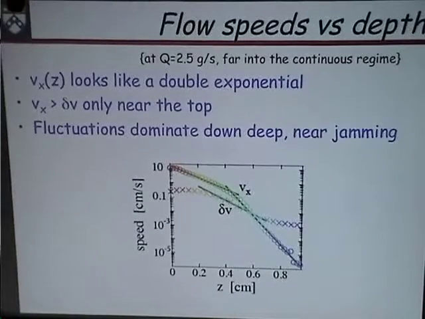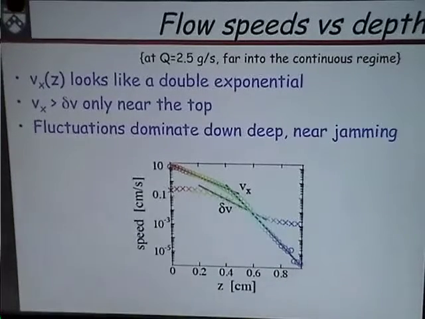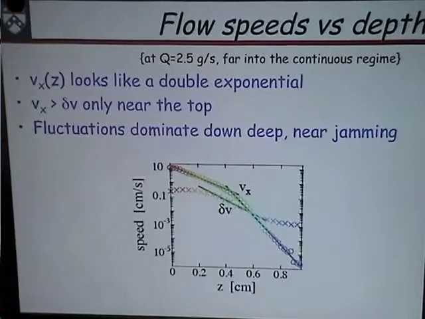By fluctuation speed, you mean the RMS? Just the variance. The variance around the average.